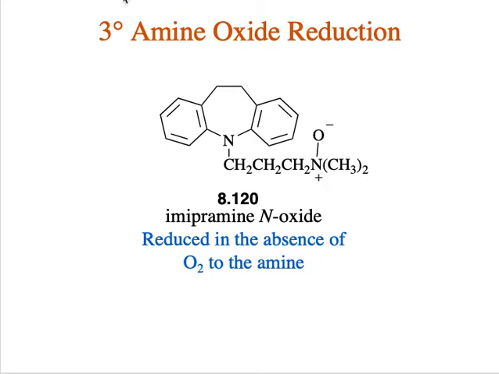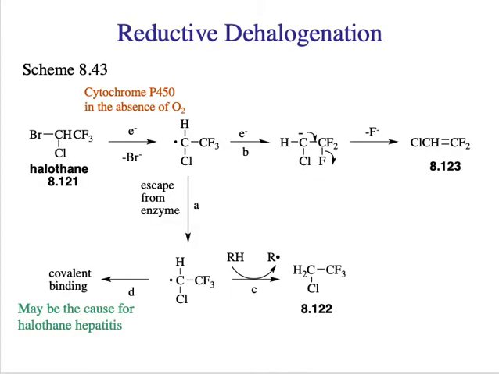So we were saying before, these tertiary amine oxides, those can be reduced quite easily. They're definitely metabolically able to be reduced. They get reduced to the amine. Reductive dehalogenation, again, this is really interesting, right? Like we were talking about before, we can go through radicals. This is in the absence of oxygen, right? So this is a different mechanism than what we talked about a little bit before.